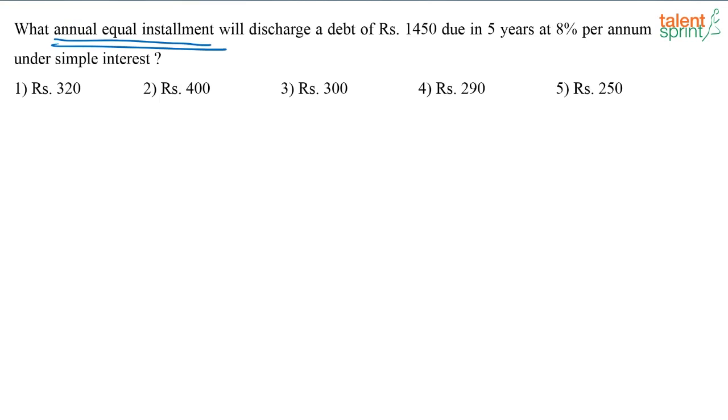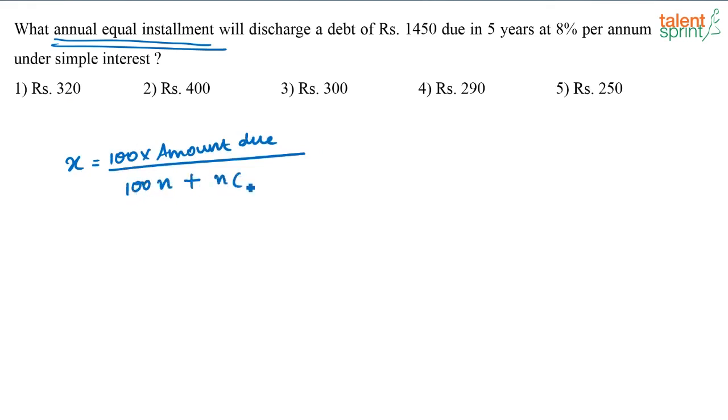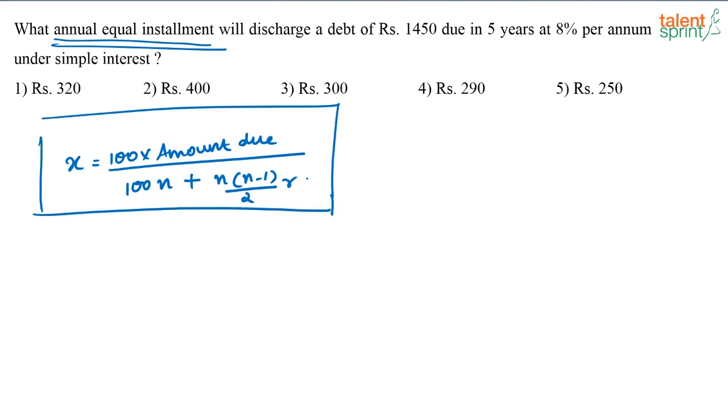So what is the formula for the annual installment that you pay? The annual installment X is given as 100 into the amount due, divided by 100n plus n into (n minus 1) by 2 into r. So this is your formula for equal installments. If an annual payment of X rupees discharges a debt A which is due in n years at R% per annum rate of simple interest, then the amount of each installment X is given as follows. So directly put the values in the formula and get the answer.